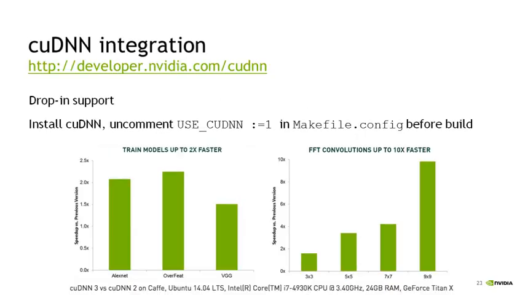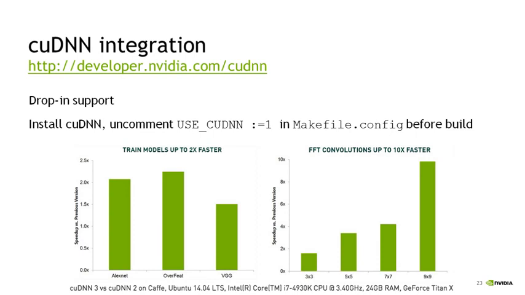I mentioned cuDNN. I think we talked about this in the Introduction to Deep Learning module a little bit. cuDNN is an optional plugin library that's supported by Caffe and released by NVIDIA that accelerates some of the most computationally intensive elements of training a deep neural network, in particular the convolution operation and the activation operations.